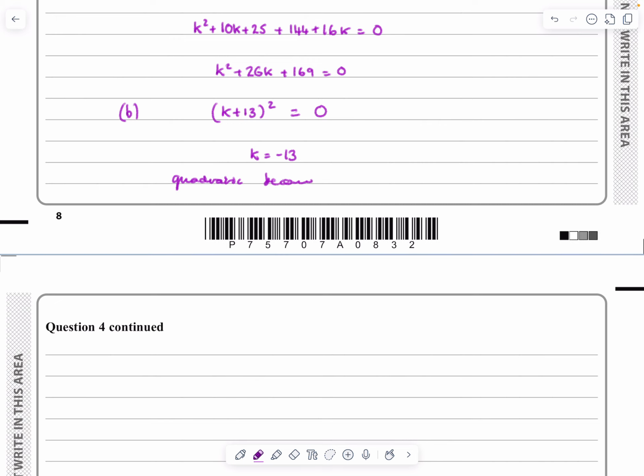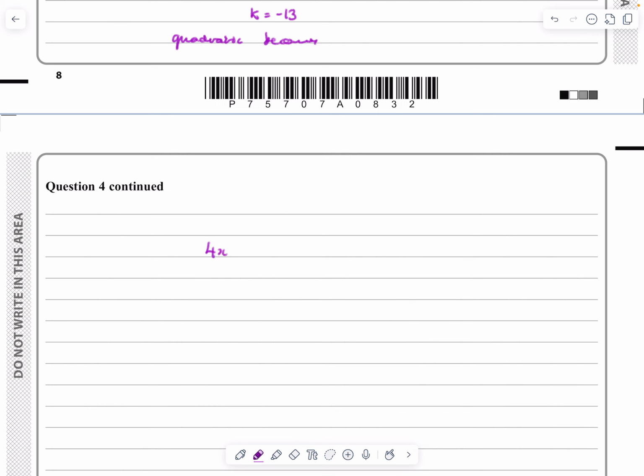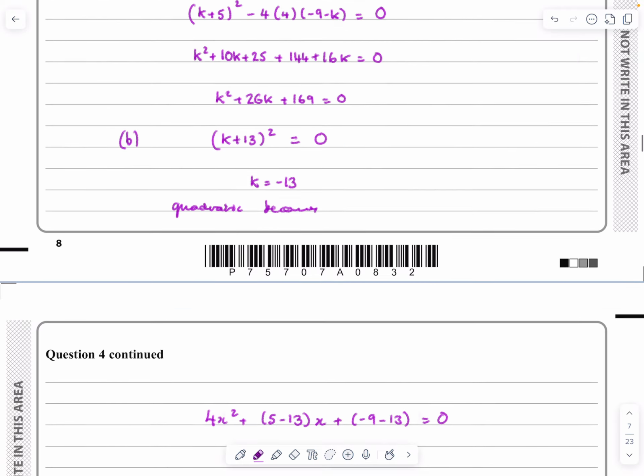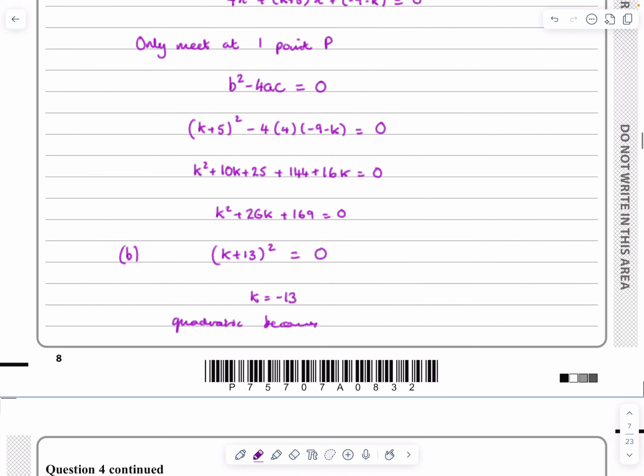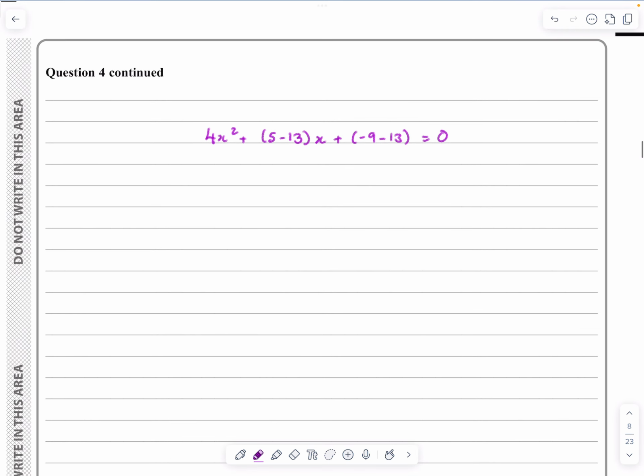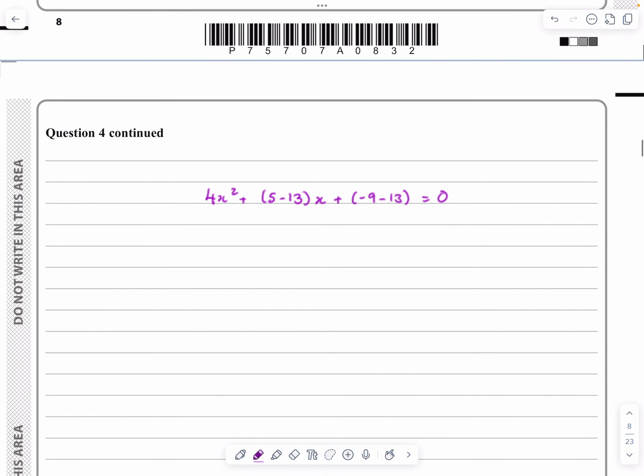So if I've got one value here, then the quadratic becomes 4x squared plus 5 minus 13x, and then plus minus 9 minus 13 equals 0. Yeah, just make sure that's all okay. Where are we? Yeah, plus minus 9 minus 13 equals 0. It was k was minus 13, sorry, plus 13. I thought there was something wrong with that. So tidying that up then, just multiply it all out. We get 4x squared, we get plus 5x, well, 5 minus 13 is minus 8x, isn't it?